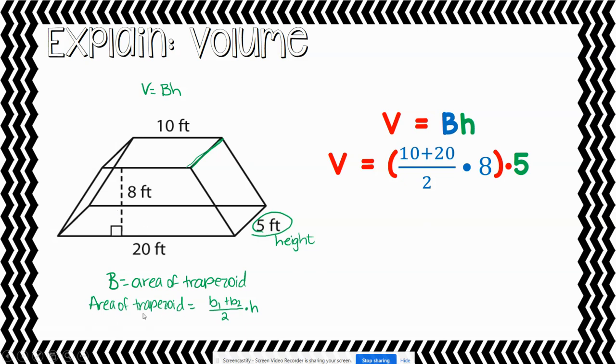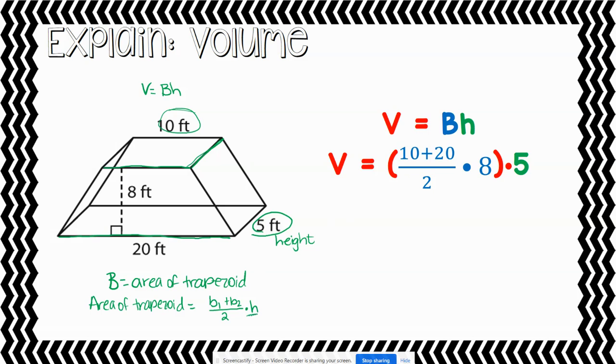So if I go back to where I have area of trapezoid, that's base 1 plus base 2. So base 1 would be this right here. Well, that measurement is 10 feet. And then it's plus base 2. Well, that's this down here. So that is 20 feet. So that's why I have 10 plus 20. Then the rest of that formula says divided by 2. So that's why it's divided by 2.